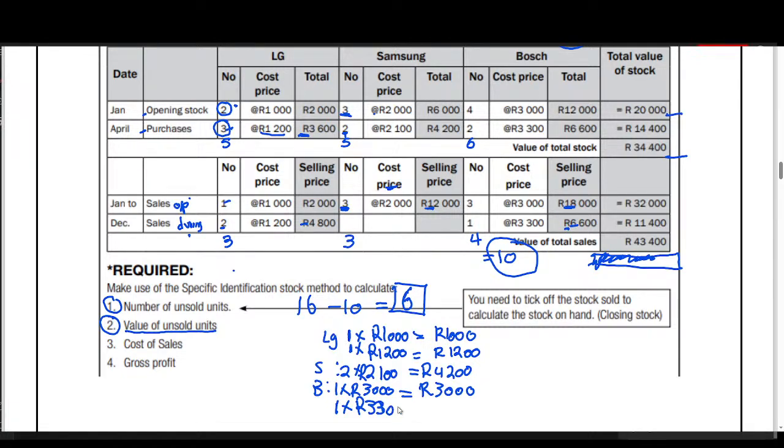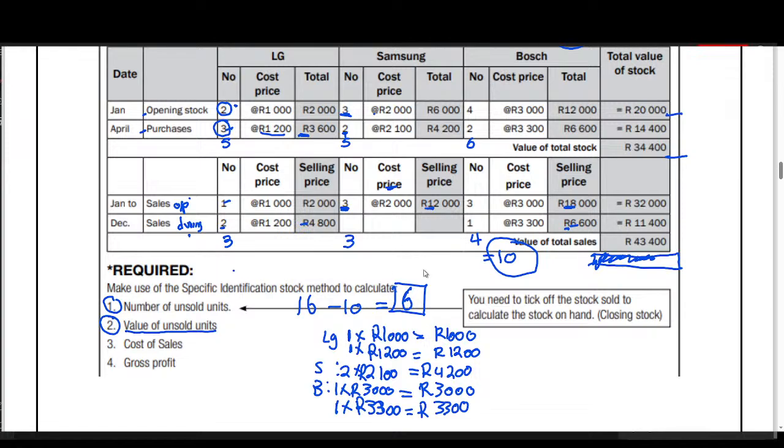3,300. And that gives us 3,300. So if we add, we can see that we have 1 plus 1, 2, plus 2, that is 4, plus 1, 5, plus 1, that is 6. So we have the total number of units that were not sold.